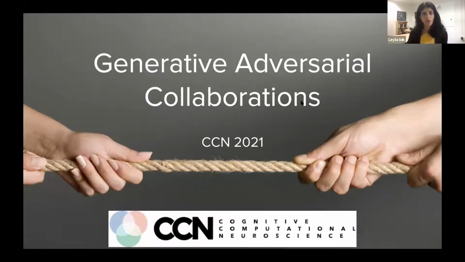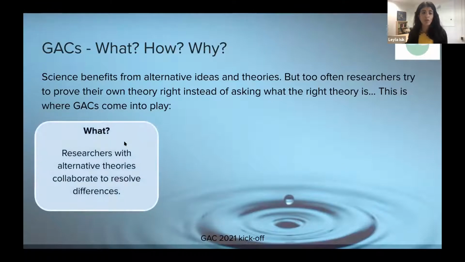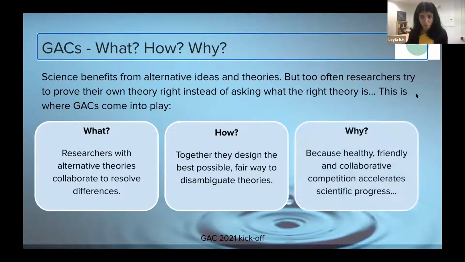So just to give you a brief rundown of the upcoming events, we have the generative adversarial collaborations. The idea behind these is that often in science, you just have groups of like-minded people talking together, and it's really hard to bring together people with alternative ideas and philosophies. And that's really what the GAC aims to do, is to bring researchers with alternative theories together to help resolve their differences. So together they design an event that can help disambiguate between these different controversies. And the goal is really to foster healthy and collaborative scientific progress.